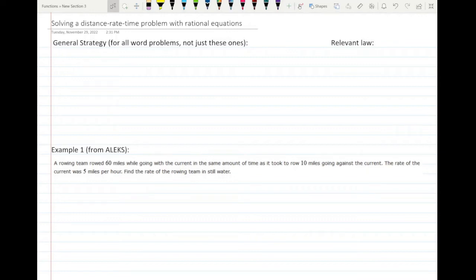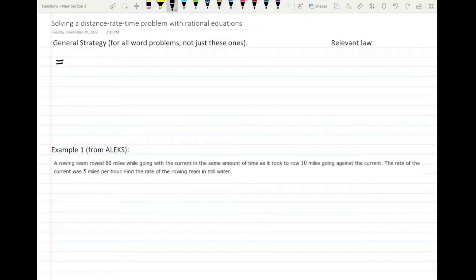Hey everyone! Today we'll be talking about a particular kind of distance rate time word problem. Now, I use a strategy here that works for all word problems, not just these ones. So I'm going to go over that strategy before we jump into the problems themselves.